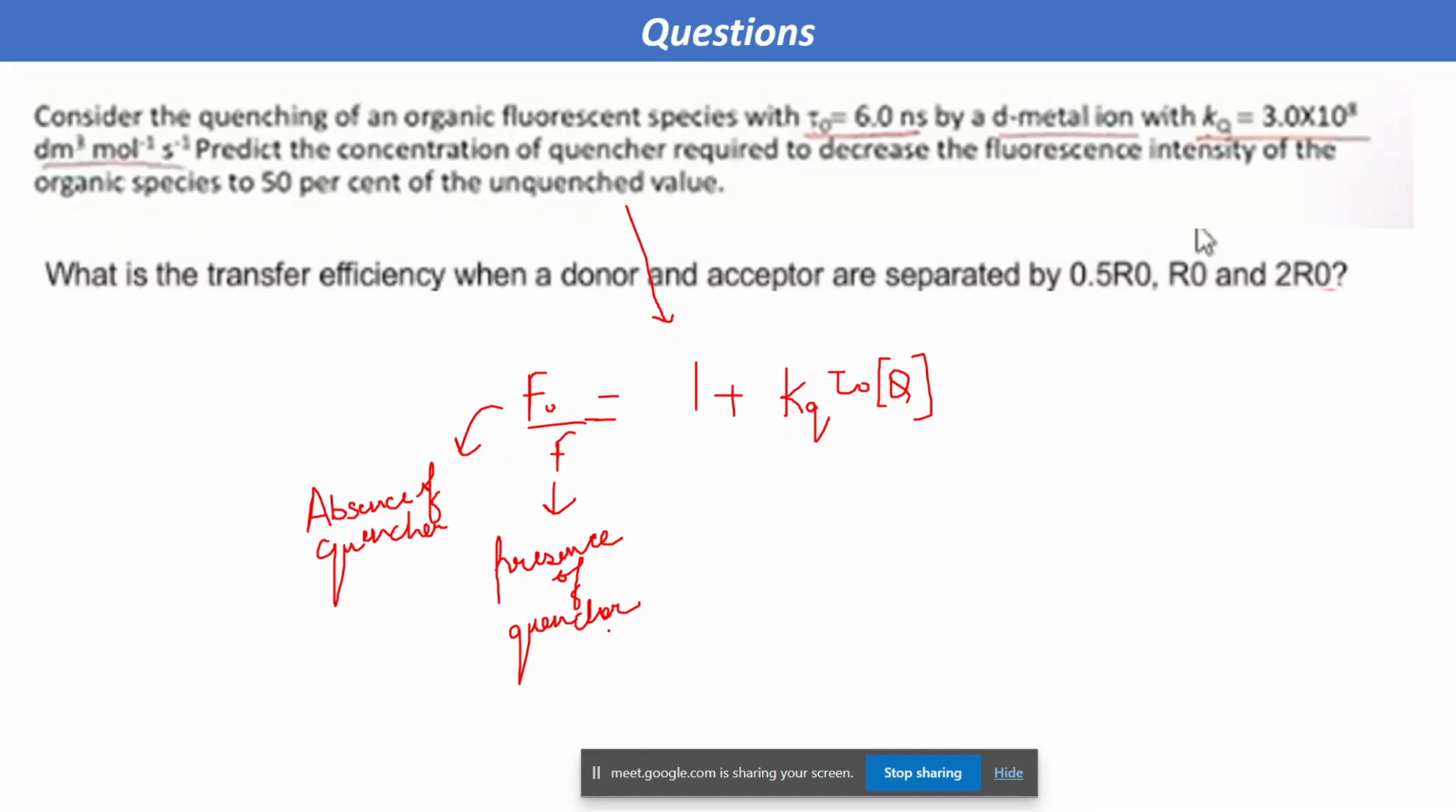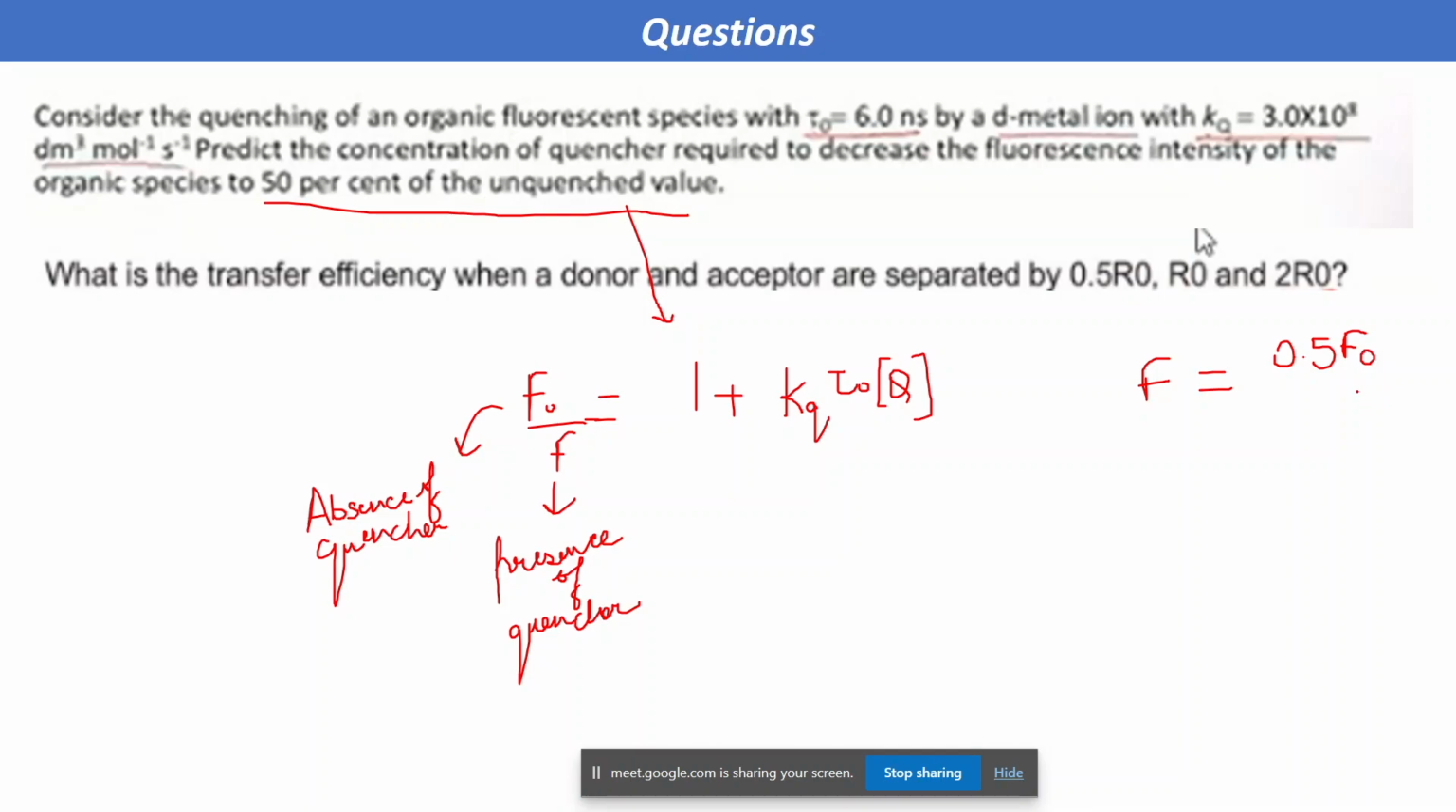Now in the question, it is written that we have to predict the concentration of quencher to decrease the fluorescence intensity to 50% of the unquenched value. Unquenched value means in the absence of quencher. That means F will be equal to 0.5, like 50% is 0.5 of the unquenched value. Unquenched value means absence of the quencher, that is F naught. So F will be equal to 0.5 F naught.